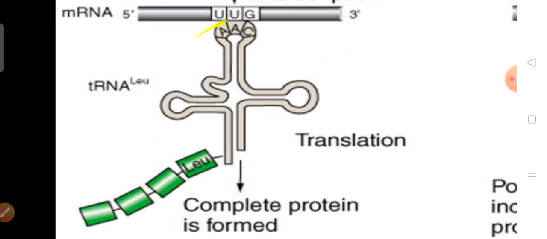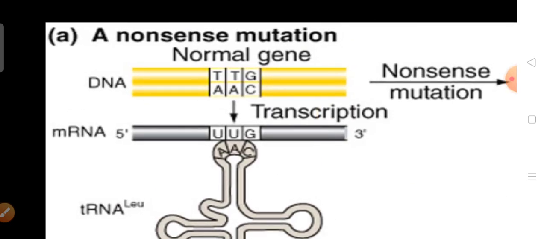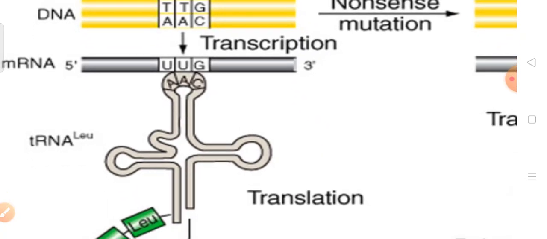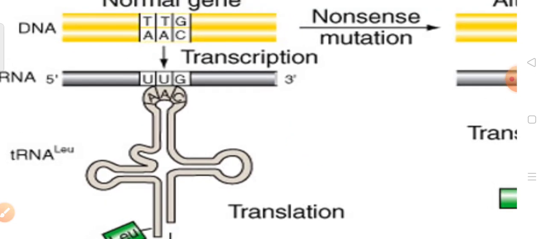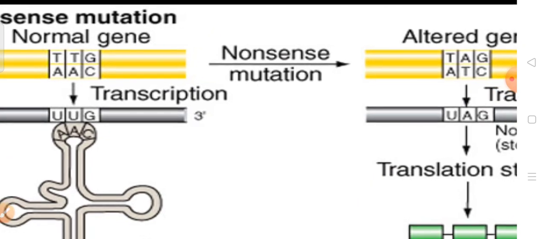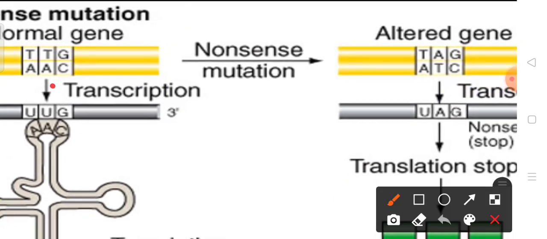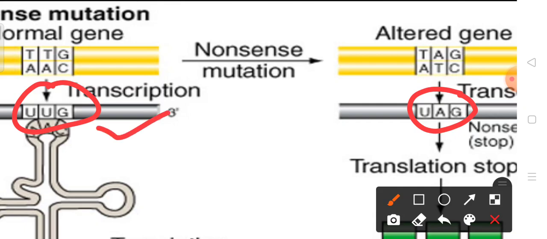Okay. Now let us take another example. A nonsense mutation has taken place in the gene such that the normal codon present on the mRNA is UUG, it pairs with AAC and the amino acid leucine is added. Now because of nonsense mutation, the codon UUG has been converted into UAG. Now UAG is a stop codon, a termination codon. So translation, protein synthesis, will stop.